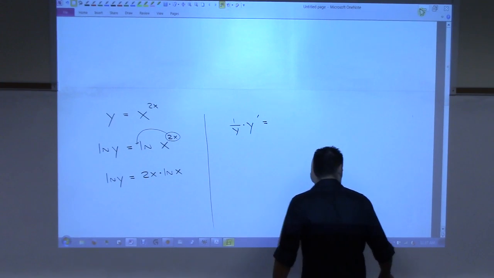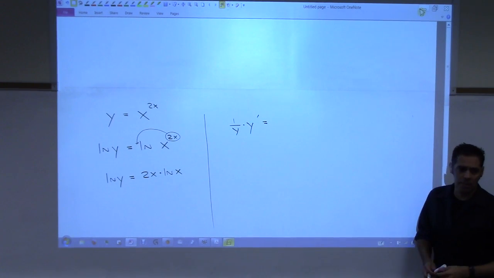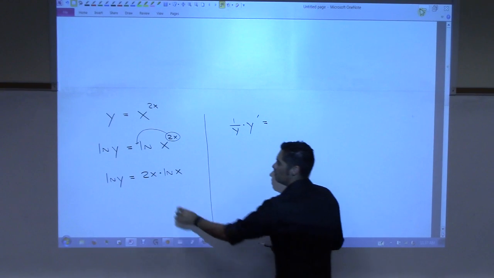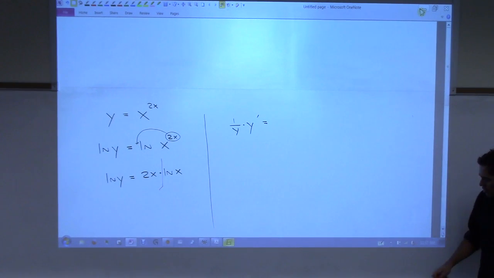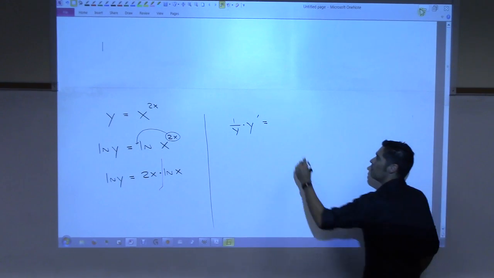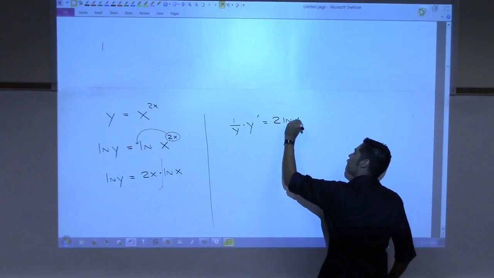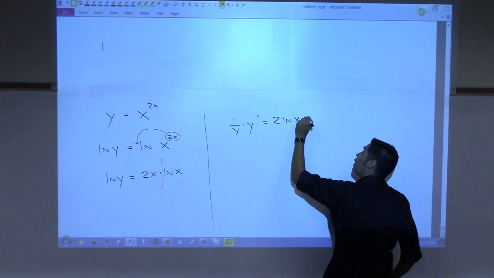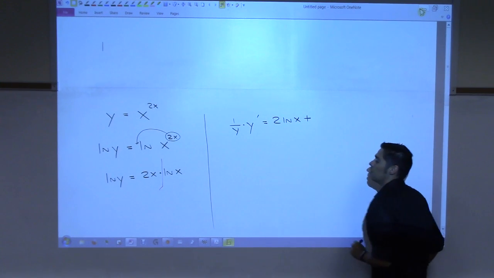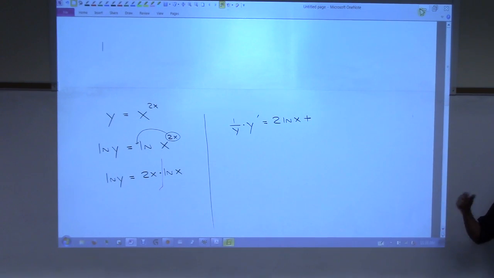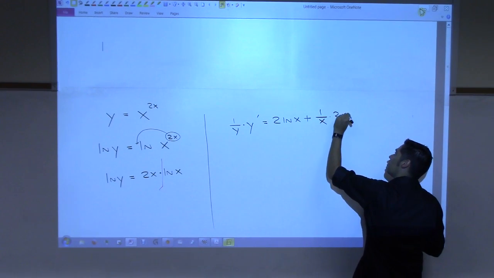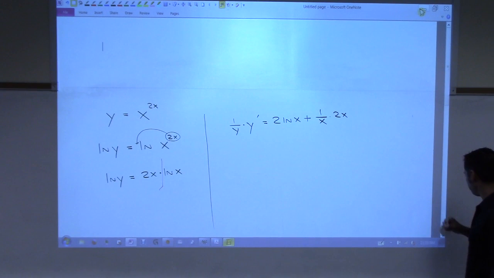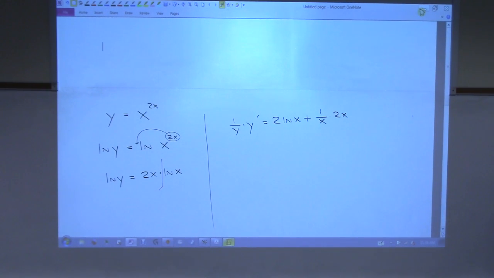On the right side, you have to take the derivative, and to do that you're going to need the product rule. Here's your product right there. So the derivative of the first function times the second one: 2 ln x, good, plus the derivative of the natural log of x, which is 1 over x, times 2x. That's just going to be a 2.